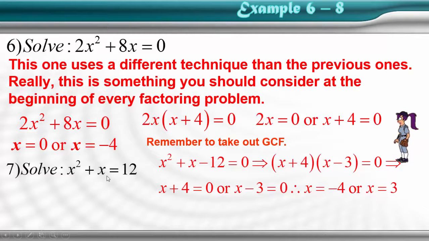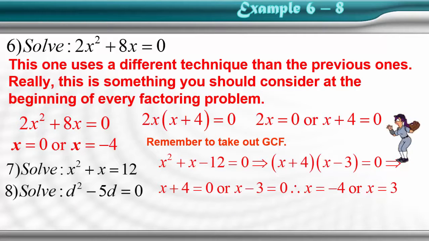In reviewing what we did on the whiteboard for example number 7, remember we have to put the 12 on this side in order to put it in standard form, to set it equal to 0. So here it is in standard form, and then we factor it, and then we take each factor and set them equal to 0, and find that x is equal to negative 4, or x is equal to 3. In example number 8, we're asked to solve d squared minus 5d is equal to 0.